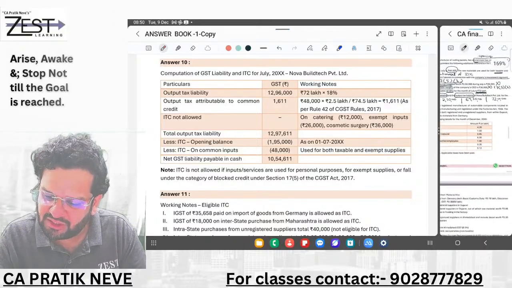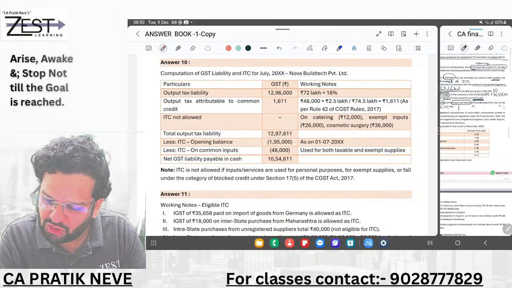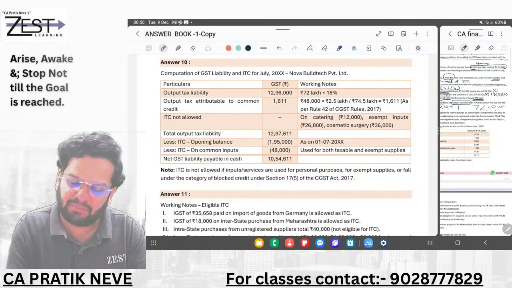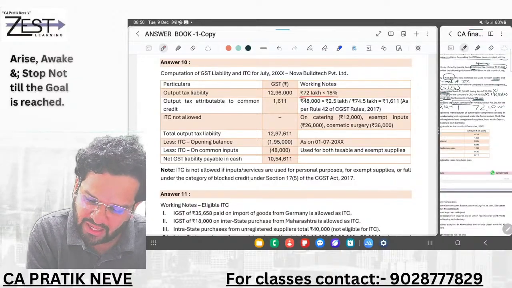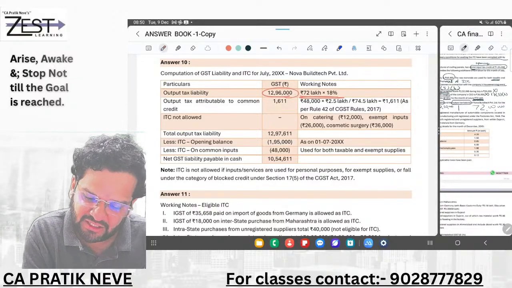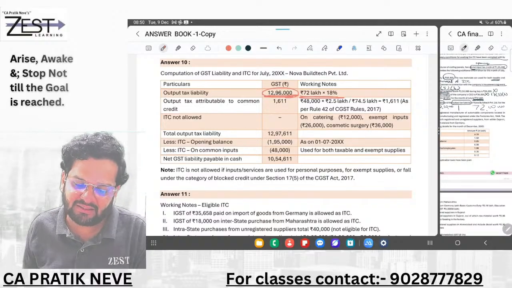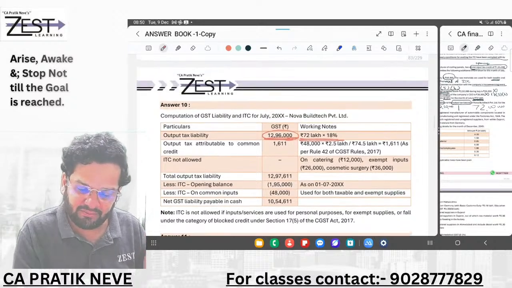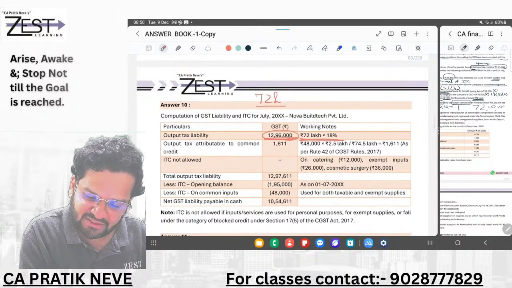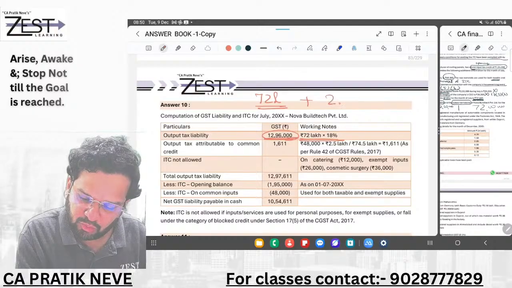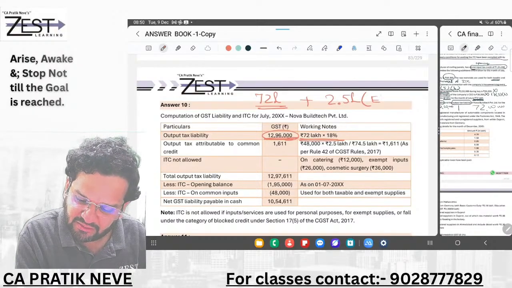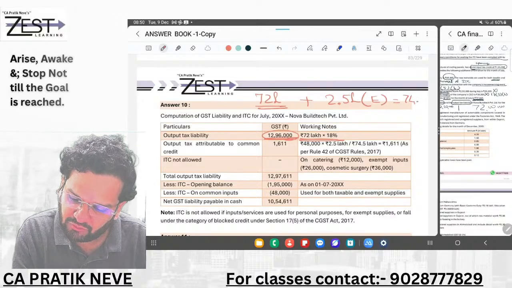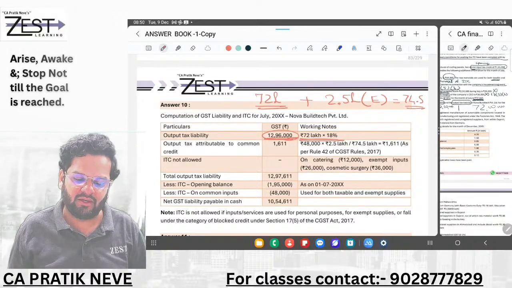See, so actually 72 lakhs, that's what interpreting facts I said. Its interpretation is like this, that 72 lakhs is the taxable supply itself. So on 72 lakhs, calculating at 18% IGST, 12 lakh 96,000. Okay. So 72 lakhs is separate, and plus 2.5 lakh exempt is separate. So your total turnover is 74.5 lakhs.